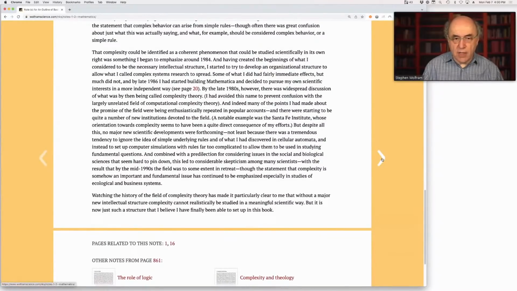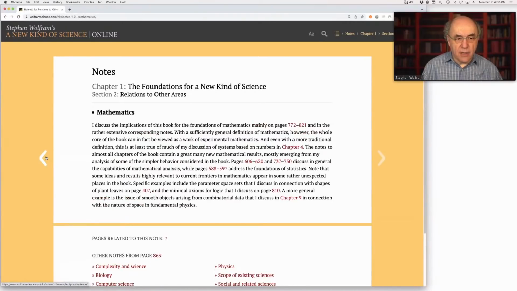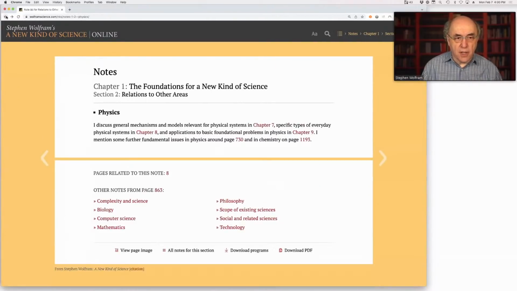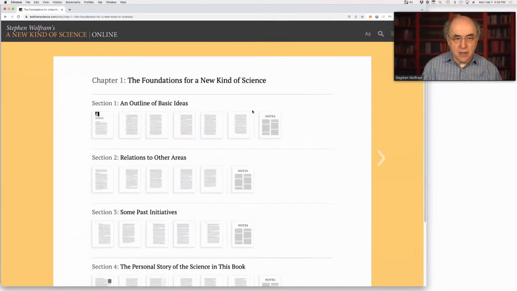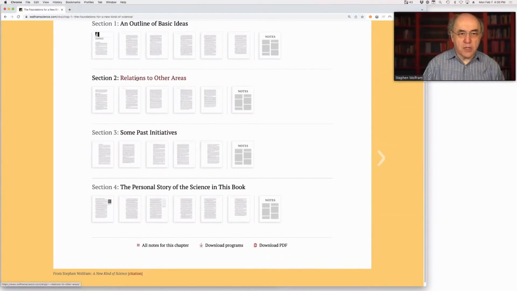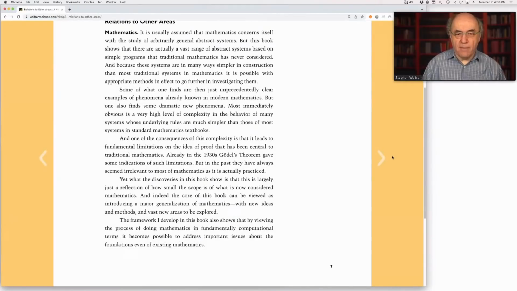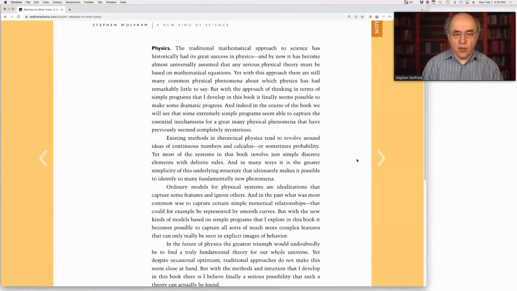Let me see, what else do we have in these notes? Maybe I can talk a little bit about something else. Another thing I did in the first chapter of NKS, which is not my favorite part of the book, was to give short summaries of the relationship of what I was doing to other areas, to mathematics. I talk about the fact that the mathematical systems studied in mathematics are, in a sense, much narrower than the set of all possible rules that one can study in the computational universe. I talk about physics.